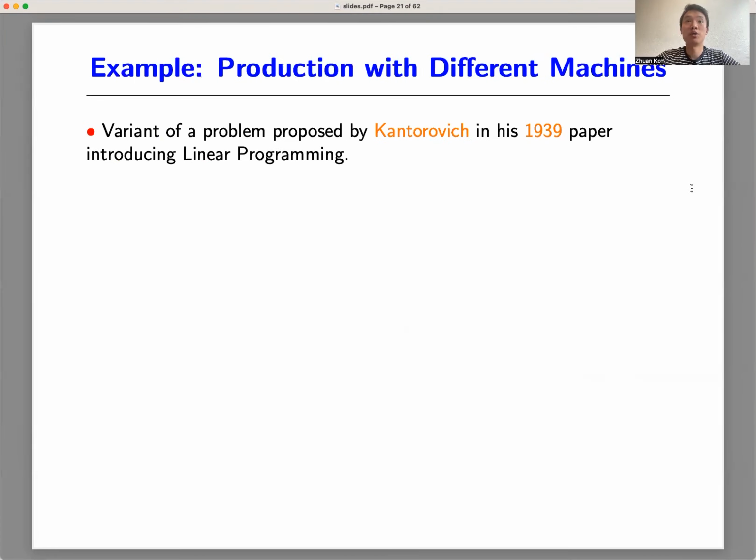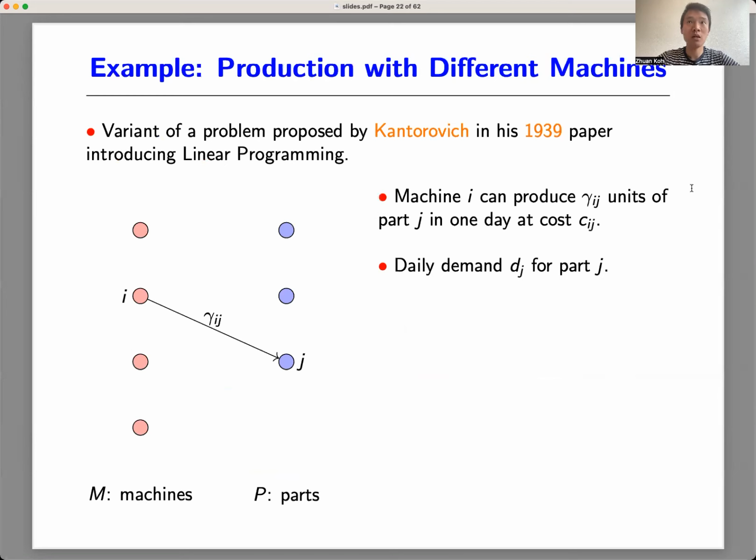This problem actually appeared in a seminal paper by Kantorovich, which introduced linear programs. And the problem that he was interested in is the following. We have a set of machines and a set of parts that we would like to produce. Machine i can produce gamma_ij units of part j in 1 day at cost c_ij. And for every part, we have a daily demand of d_j.